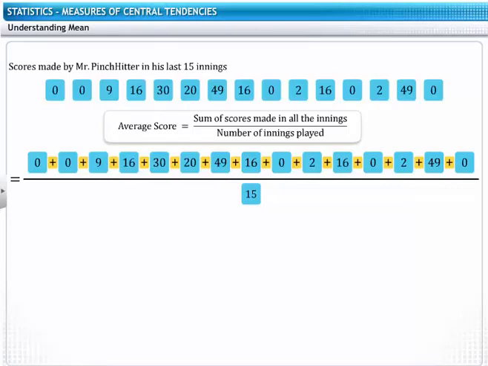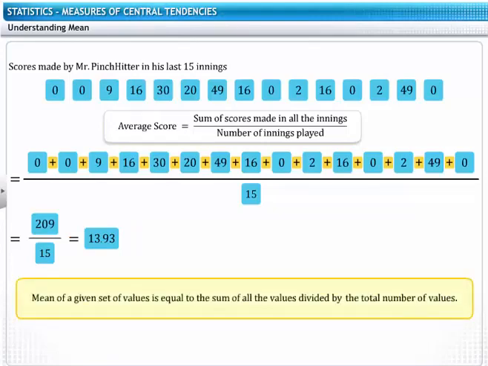The sum of all the runs scored by Mr. Pinch Hitter in 15 innings is 209. Dividing this total by the number of innings, that is 15, we get his average score in 15 innings as 13.93. The average score of Mr. Pinch Hitter also represents the mean of the scores made by him in the last 15 innings.